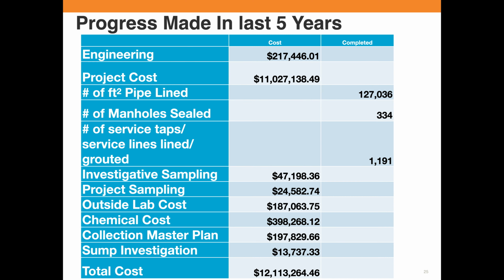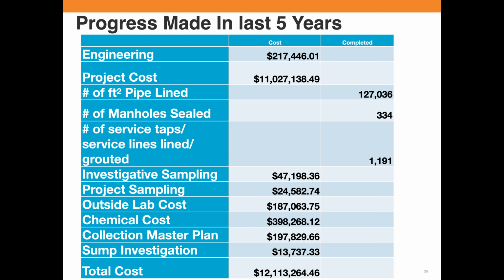So where are we? What is the Water Quality Control Commission going to actually look at? Well, we submit reports, and we're telling them that we have done 127,036 square feet of lines, pipes that have been lined. We've done 334 manholes that have been sealed. We've also done 1,191 service taps that have been grouted.